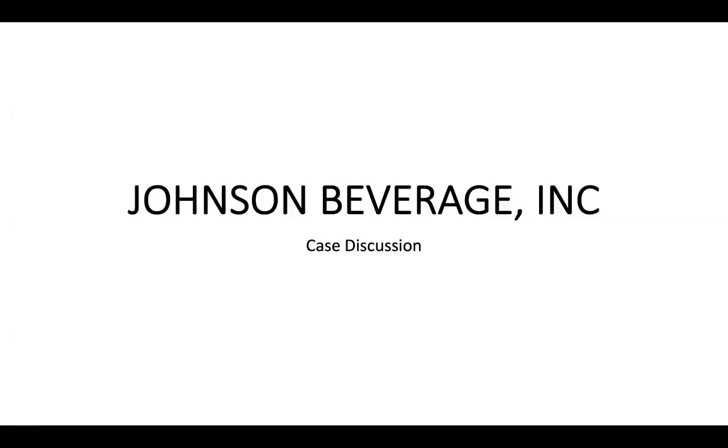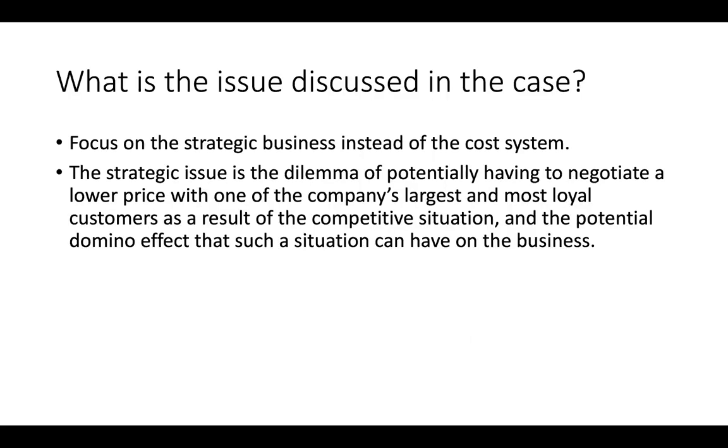So let's talk about the Johnson Beverage case. The Johnson Beverage case is a simple and straightforward case, and this case is really just to help you design an ABC system based on the information provided and compare the system to the old system. So just remember the ultimate goal of this case is for you to provide a recommendation to the management.